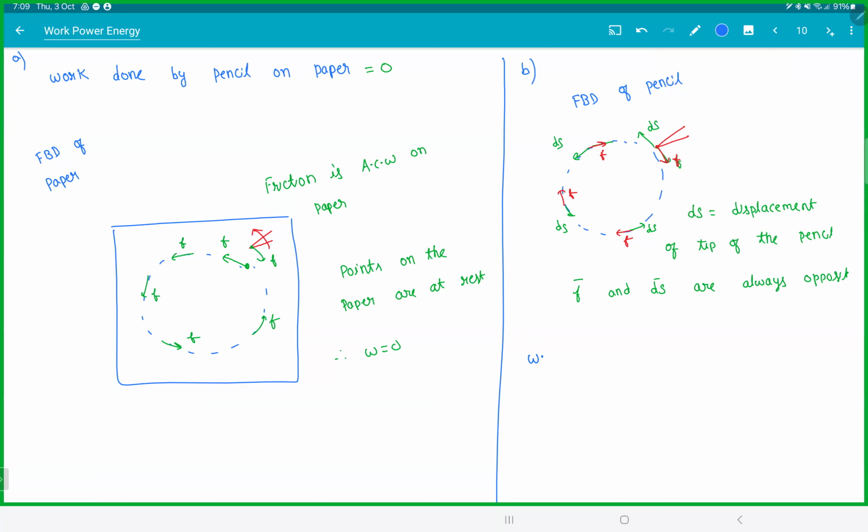So the work done will be integral F bar dot ds bar. This is integral mod friction mod ds. Angle between them is 180 degrees. So we get minus integral F integral mod ds. Now this is important. We did discuss this in vectors once.